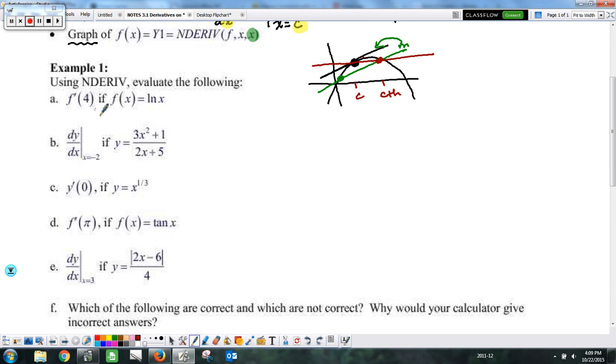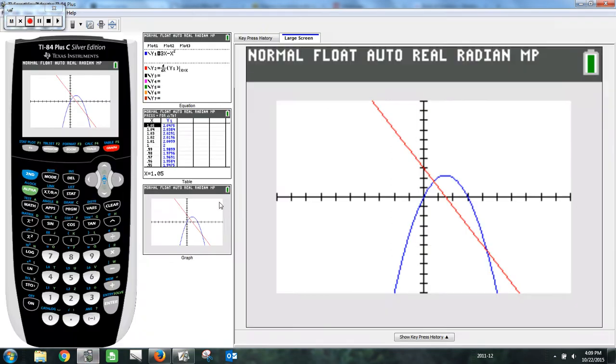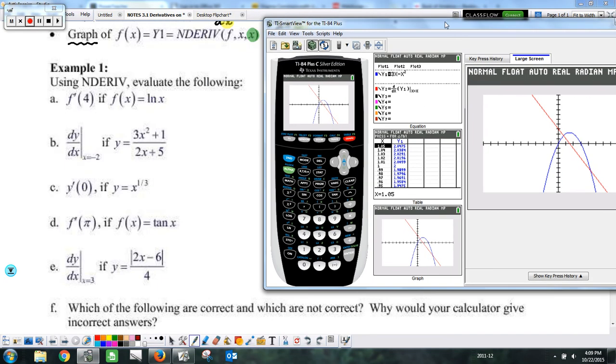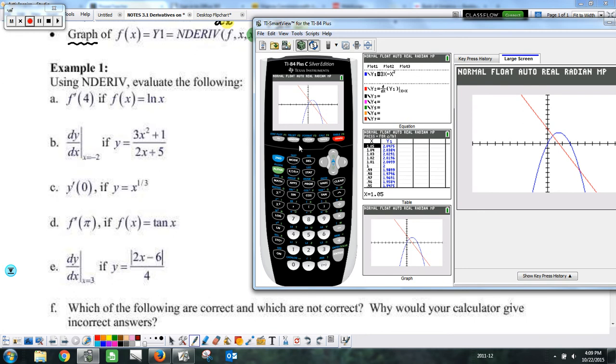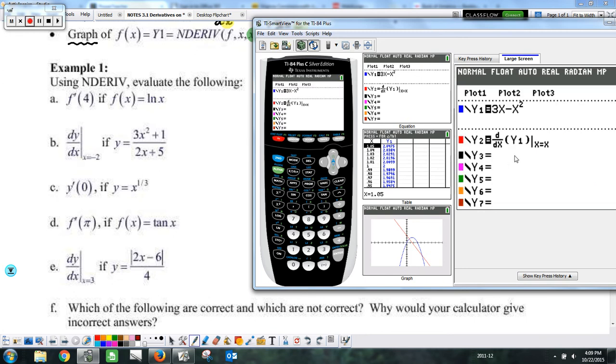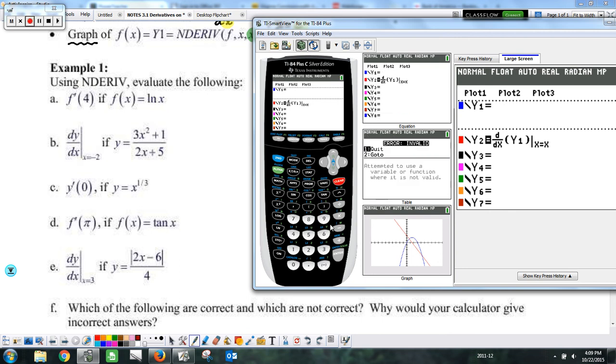So let's take a look. We're going to evaluate this f prime of 4, and we're going to do it at ln of x. One of the things when you're doing this, I like to have down here in my second one the derivative with respect to x of y1. I just leave that in there and keep changing my y1 so I don't have to keep redoing this. If I want to look at it graphically, let's put in our log function.